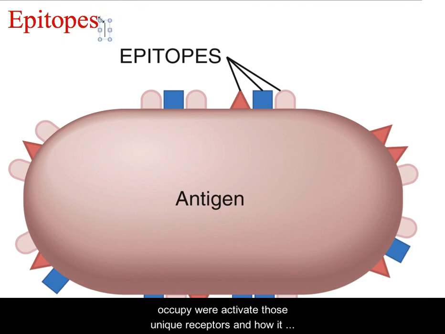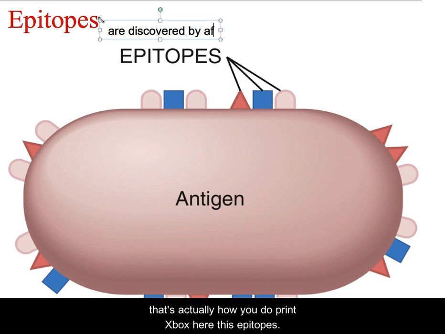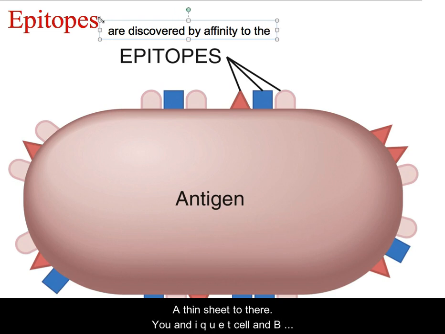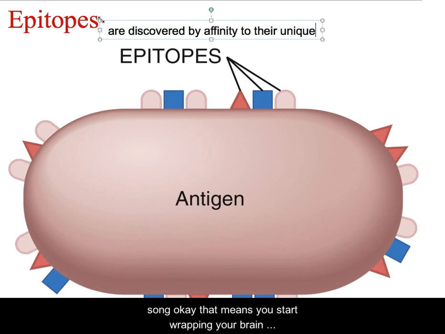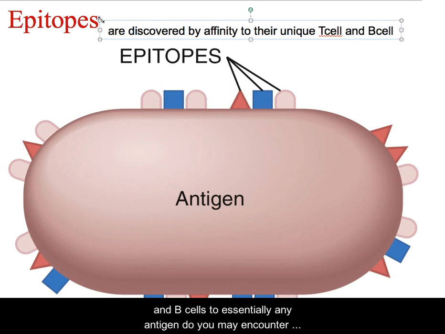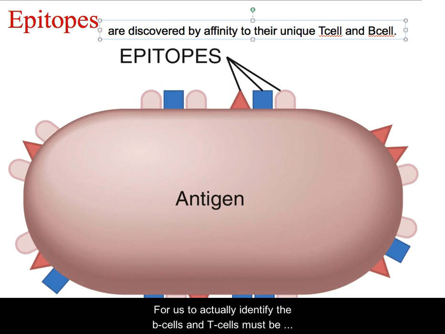Epitopes are discovered by affinity to their unique T cell and B cell. Okay? No lie there. That means if you start wrapping your brain around this idea, there are unique T cells and B cells to essentially any antigen that you may encounter inside your body. Obviously, as you age, that may change, but generally speaking, it's the truth.